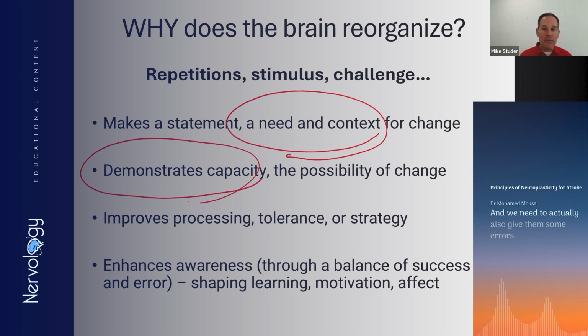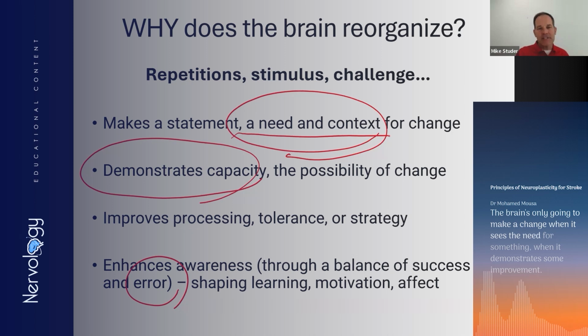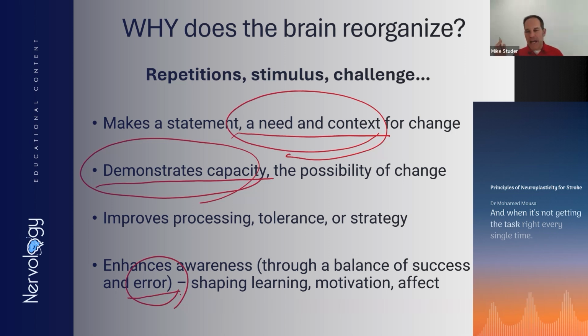And we need to actually also give them some errors. So we can't give them a perfect opportunity to succeed every time. Otherwise, the brain says, oh, I guess I'm doing fine. There's no need to make a change because every single time I try, I'm successful. The brain's only going to make a change when it sees the need for something, when it demonstrates some improvement, and when it's not getting the task right every single time.